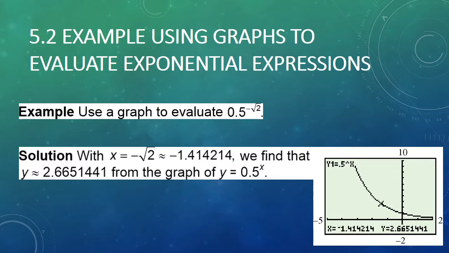Okay, so we graphed it, and we determined that negative square root of 2 is about negative 1.414214. And then what we can do, again, is use the table if you have it set where you can put numbers in, or you can do second trace and choose value and put in the x value there, and it will mark the point and give you the x and y value.